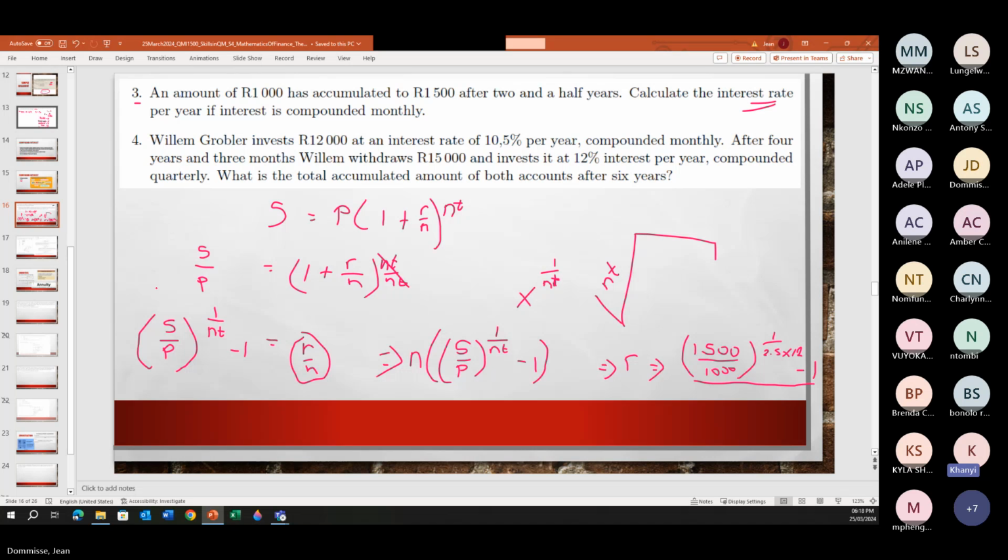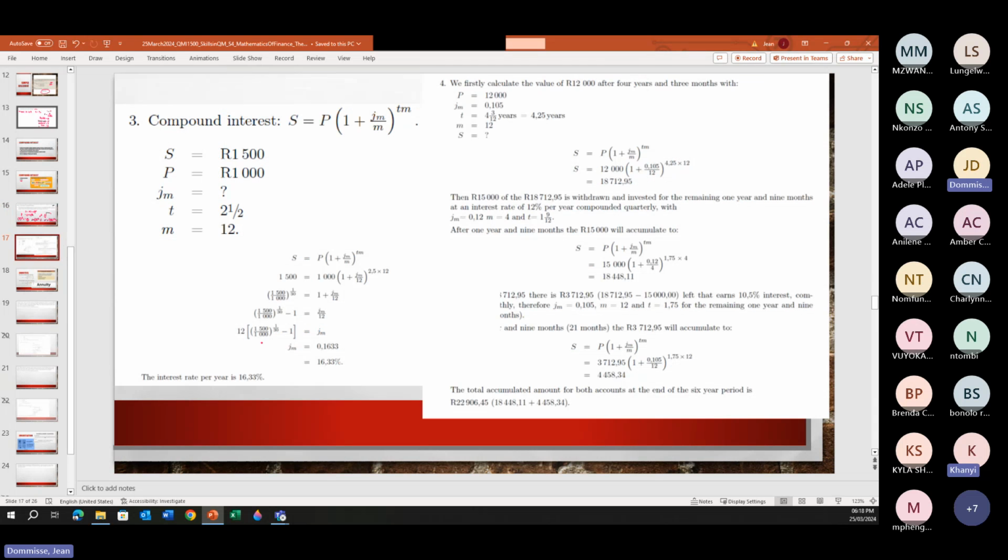Okay, so don't you think when we find the monthly interest rate, we will perhaps have to times it by the 12, because already it's 2.5 years? So basically it's 2 years, 6 months. You understand? You will in a sense multiply it by the 12.